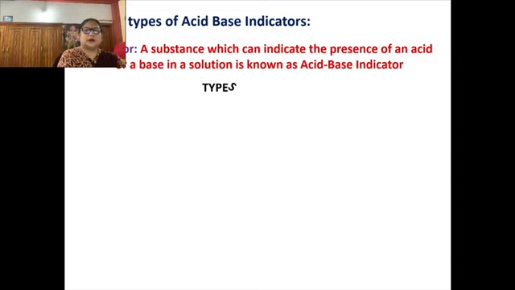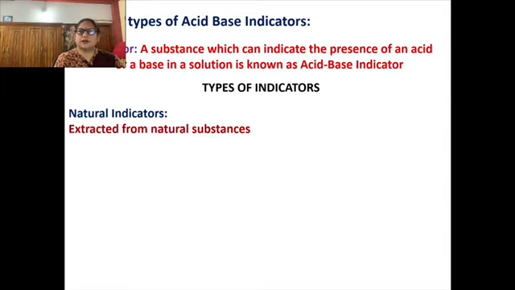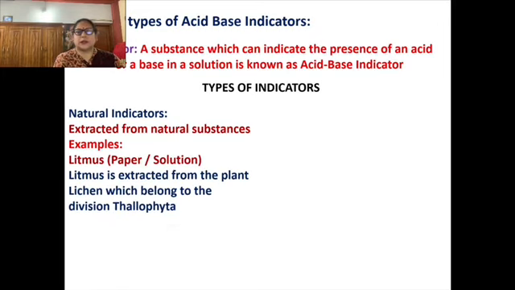Now there are mainly two types of acid base indicators. The first one is the natural one, and natural acid base indicators we can extract from nature only, from natural substances. So for example, litmus paper or litmus solution. So litmus is extracted from the plant lichen, which belongs to the division Thallophyta. So we have two types of litmus paper or solution. One is red litmus paper, another is blue litmus paper.